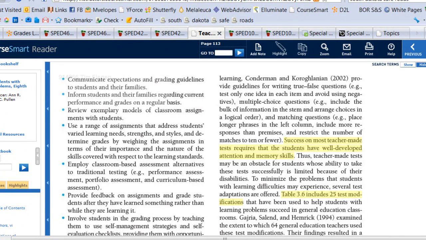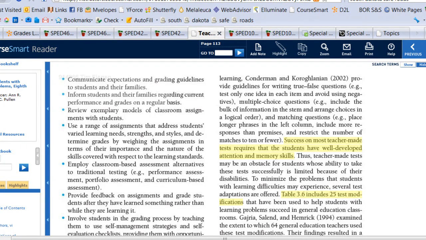And one of the things you battle with kids with learning disabilities is you can do all this you want, but sometimes there's only so much that fits in that bucket. And that's why we go to that tier system where what does all the students need to know, then what do most need to know, and then what do some need to know, and that's the higher level ones. Because a lot of our kids with lower IQs can't memorize that much stuff, can't remember it. Thus, teacher-made tests may be an obstacle for students whose ability to take these tests is limited because of disability.